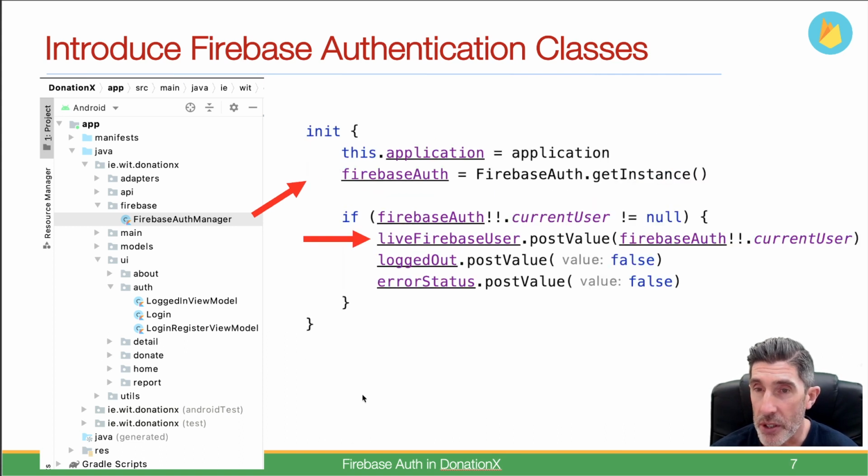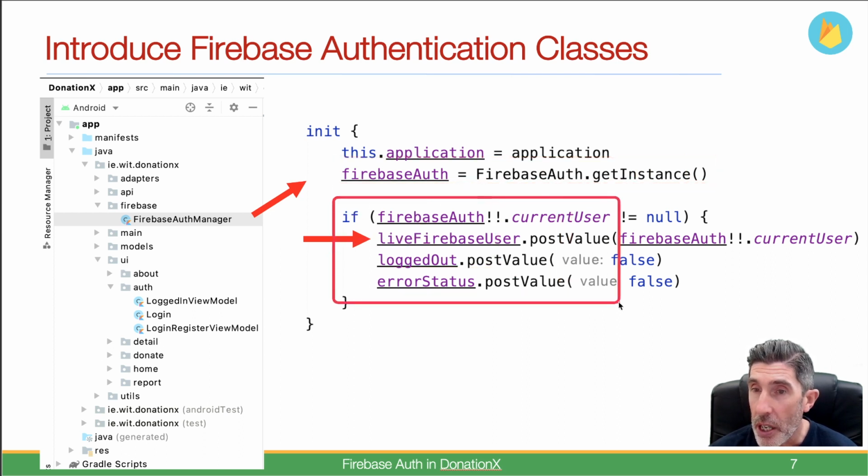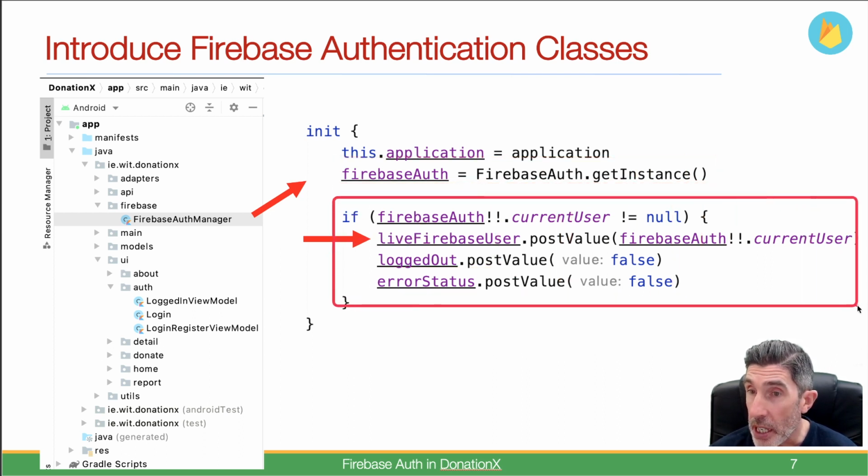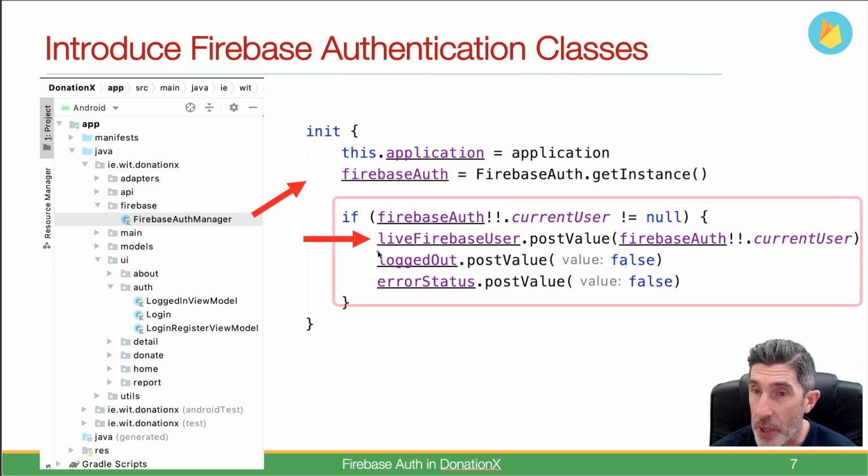Okay, so if we look at those in a little bit more detail, the classes themselves. So here's our init. What do we do in the init? We grab our application object. We get that Firebase Auth instance. Then we just do a check here to see, are we logged in already? Do we already have a current user?